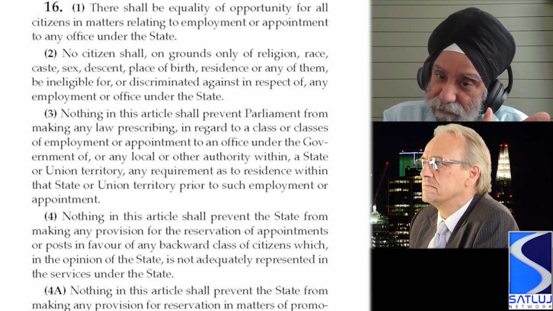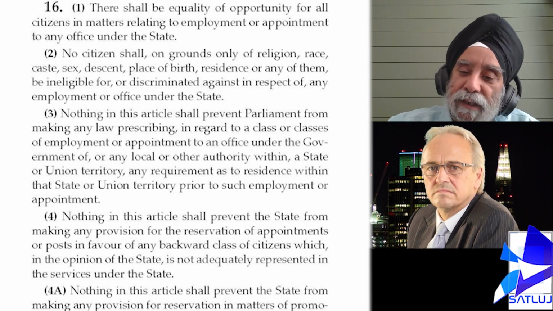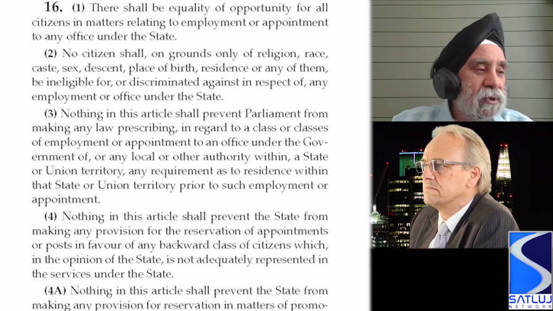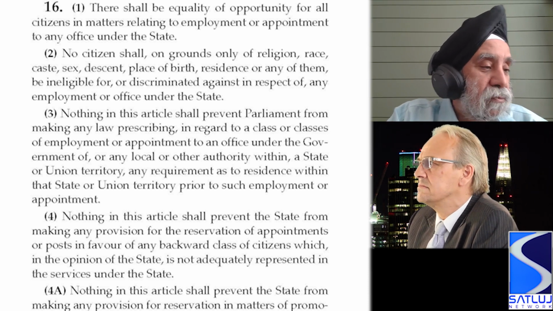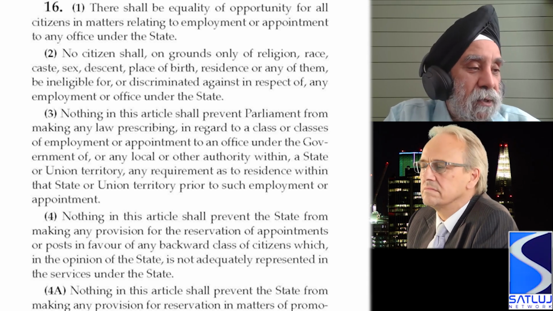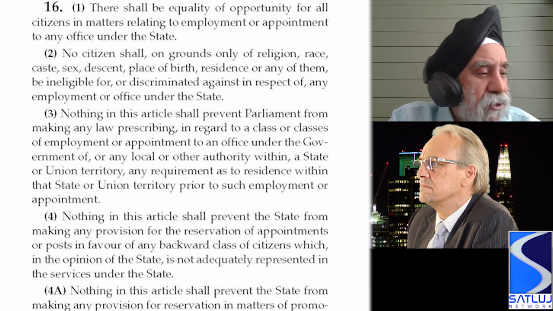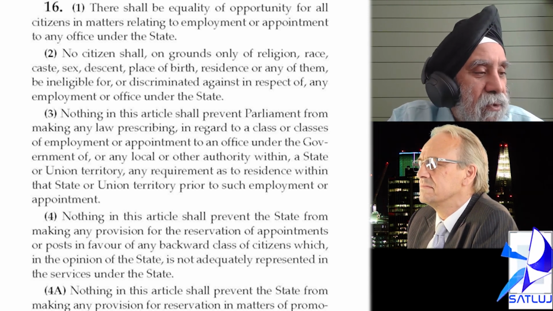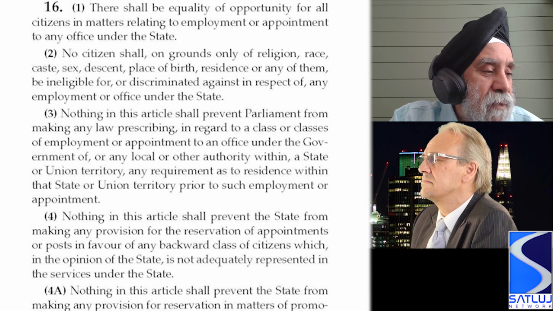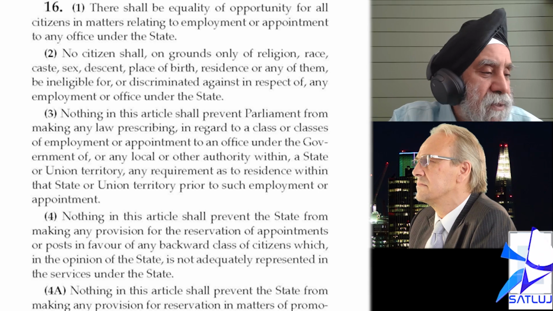It looks good for the state. The state is going to do that. But as I said, every time you pick up something and then you read further, there is an inconsistency and contradiction. And that's what you're also going to see in 16. Number 2. No citizen shall, on grounds, again the word only, of religion, race, caste, sex, descent, that's another strange word, descent, place of birth, residence, or any of them, be ineligible for or discriminated against in respect of any employment or office under the state.